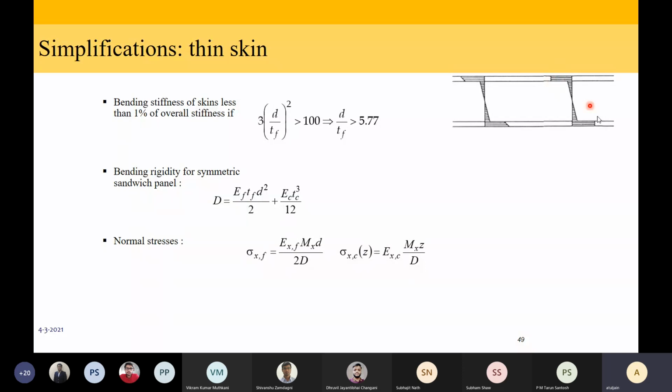And the stress distribution will come out to be, since the plies are very thin, the top and bottom, so there is no stress variation across the thickness, and the core is getting less stress. Will come out to be something like this. Okay, you can calculate bending rigidity as well as normal stress. This will happen if D divided by TF square is greater than 33.33, or D by TF is greater than 5.77, then you can make this simplification that the skin is thin.